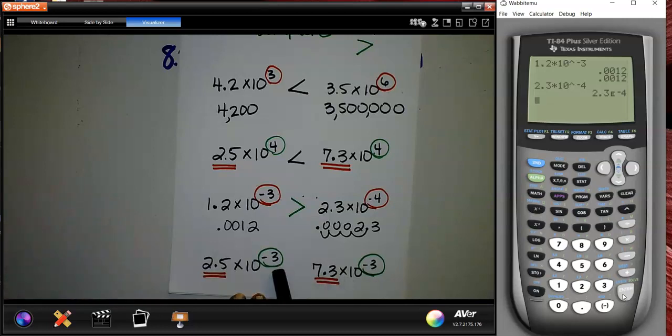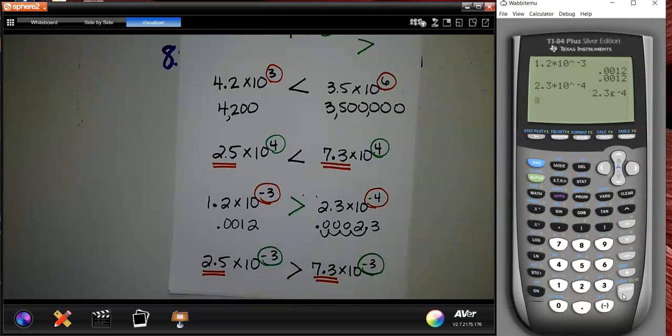So even though they're both the same, you have to think which one of these is further away from 0. 7 3/10 is further away from 0 than 2 5/10. So here, 2 5/10 is actually greater than 7 3/10.